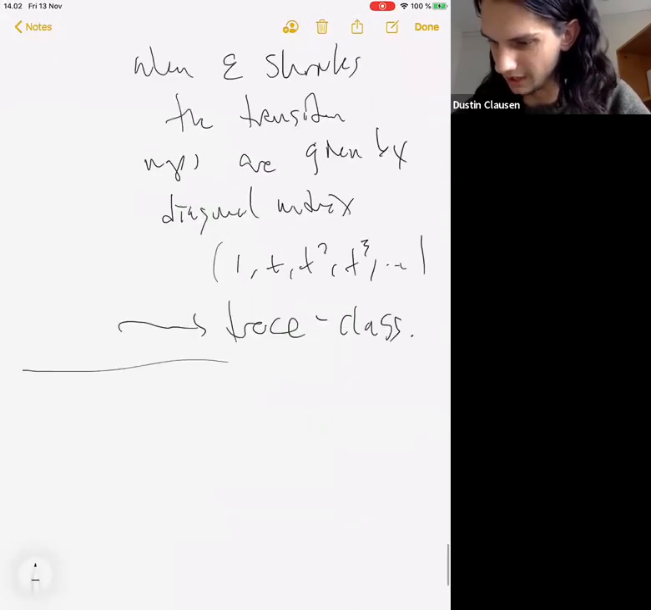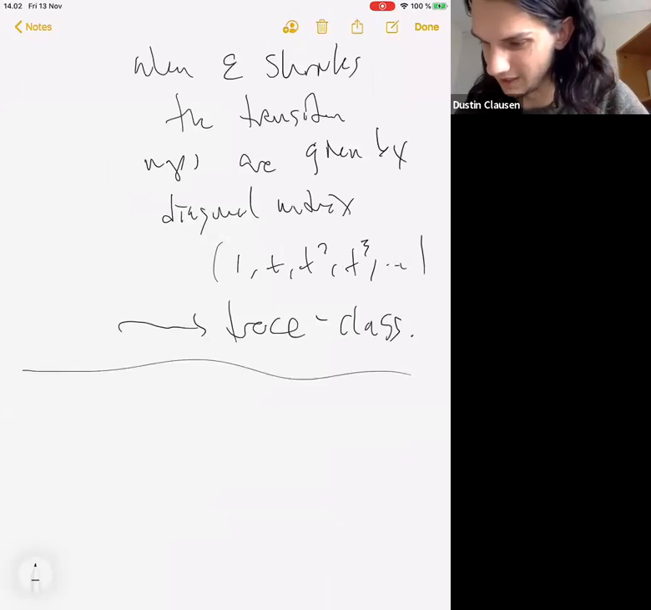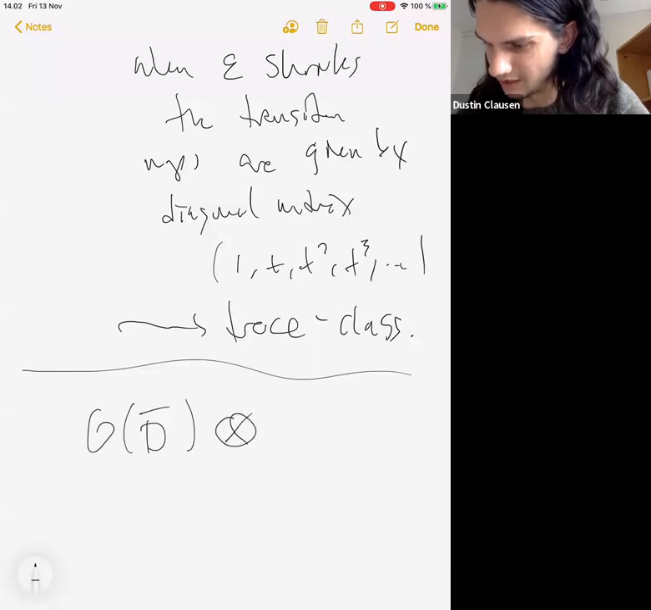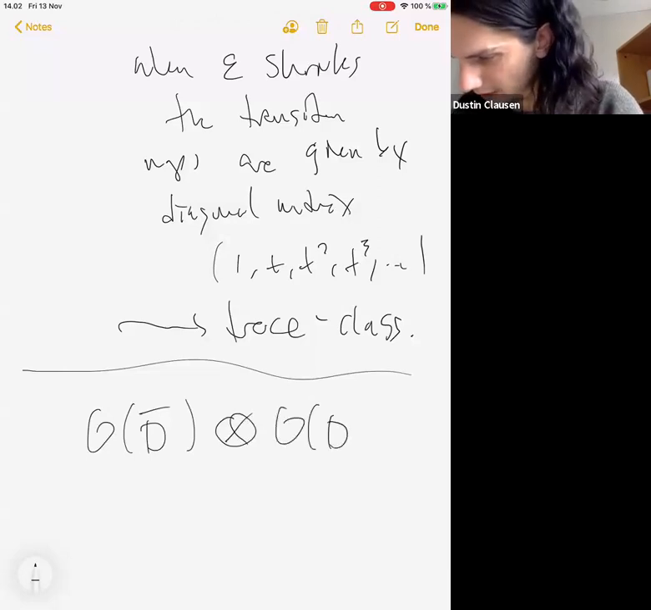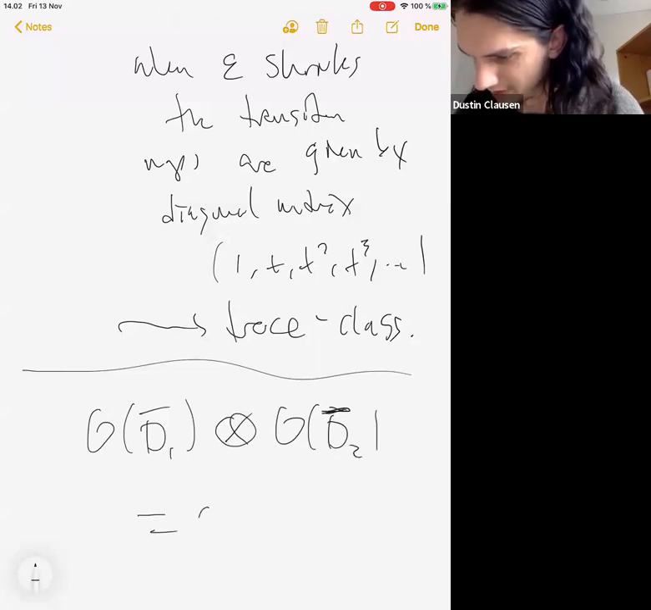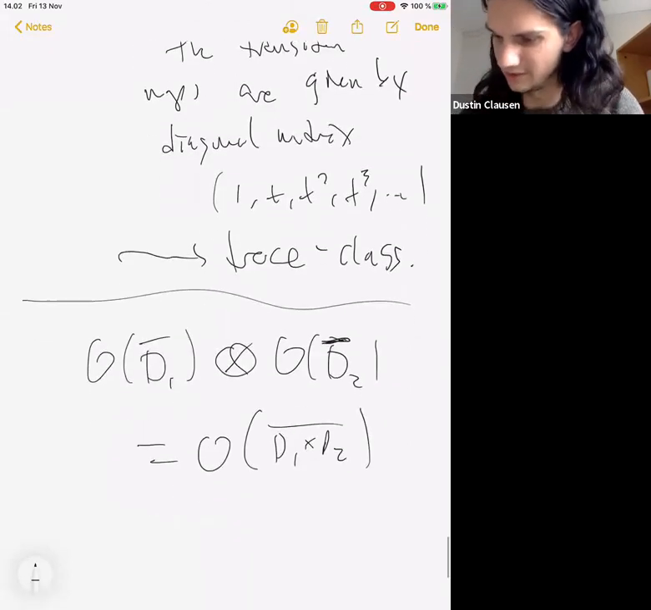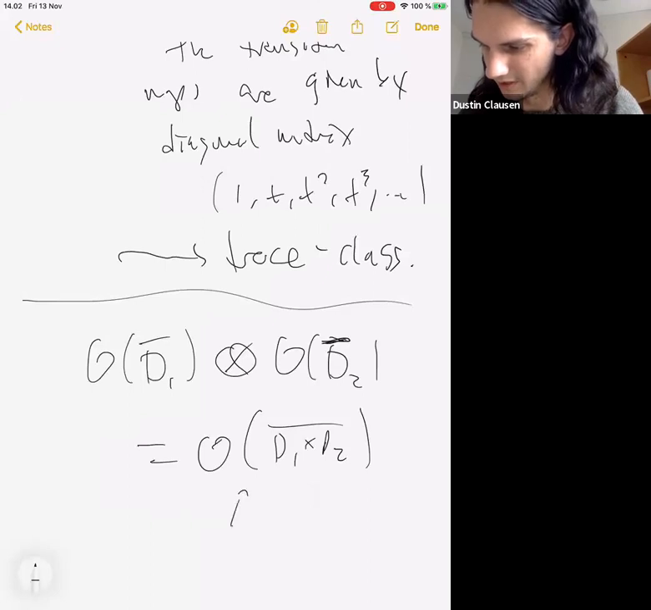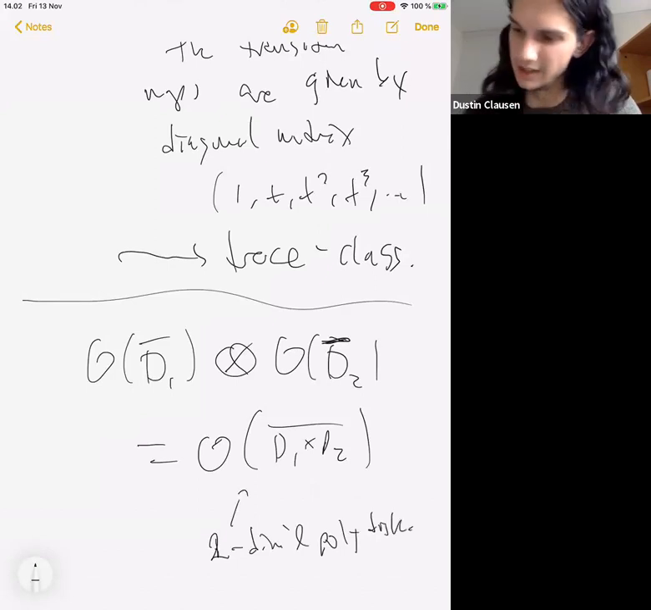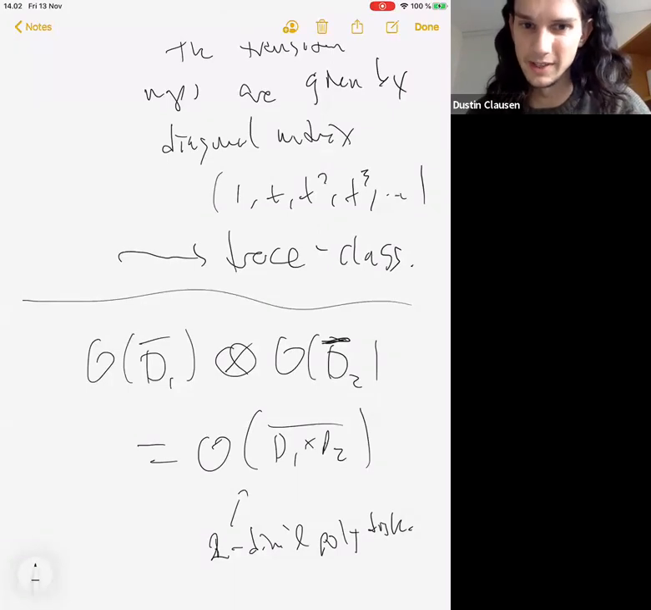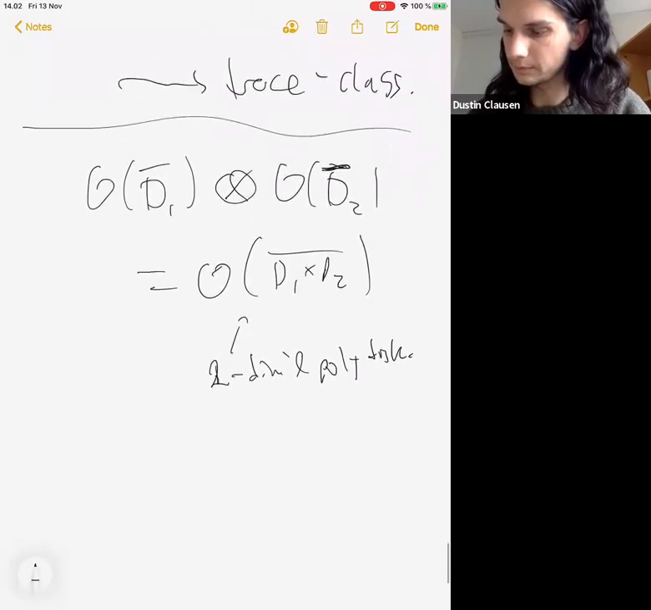When you do the calculations using exactly this inductive system, you find that if you take holomorphic functions on D and tensor it with itself, say D1 and D2, this gives holomorphic functions on D1 cross D2 bar, the two-dimensional polydisk. Again, the easiest thing to do is always to read it in terms of convergence properties of the associated power series.